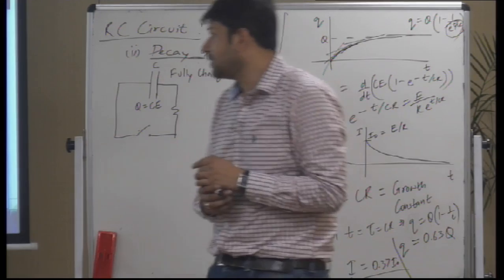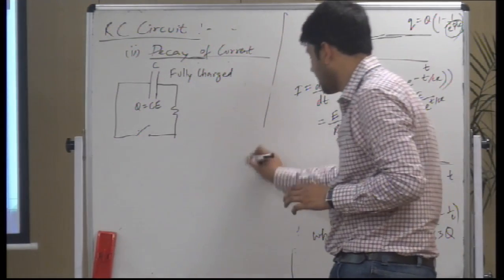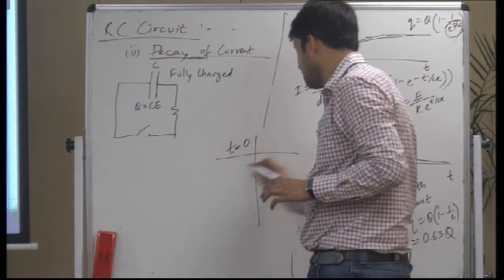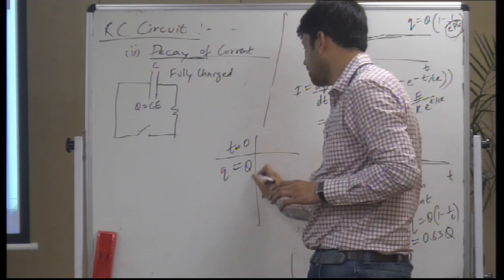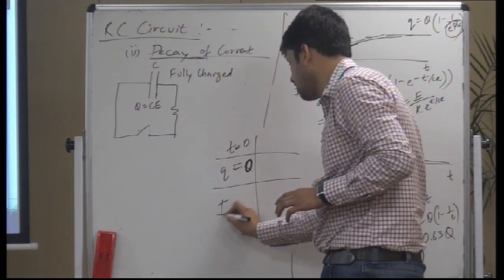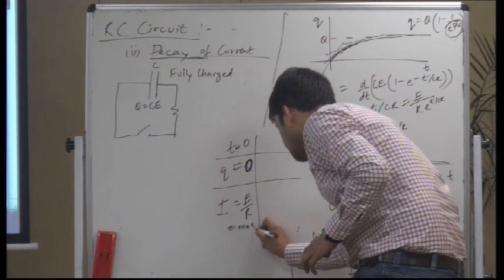Can you please explain growth constant once again? Okay. I'll draw a table. At t equal to 0, the charge was 0. The current was E by R, which is the maximum value.